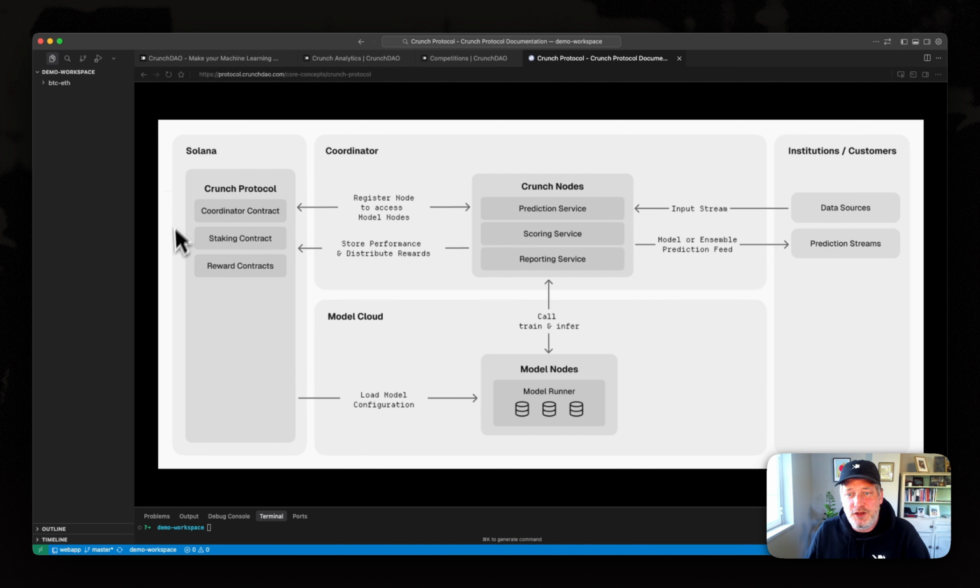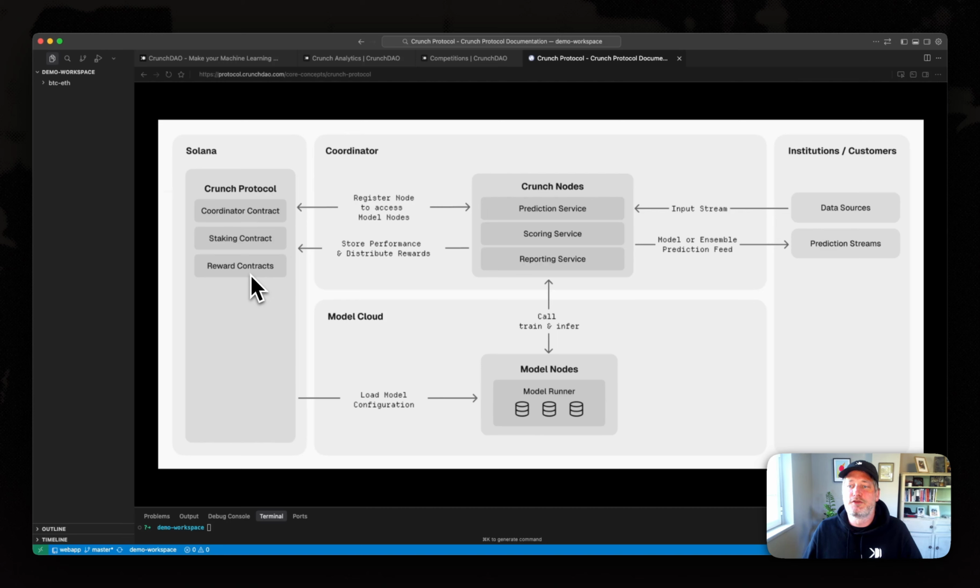The settlement of all of this, and who is allowed to run a Crunch node, is handled by Solana. On Solana we have the Crunch protocol running, where you can register as a coordinator. Coordinator is the role that we see in our protocol running the Crunch nodes. And this is also where the rewards get distributed, usually weekly.